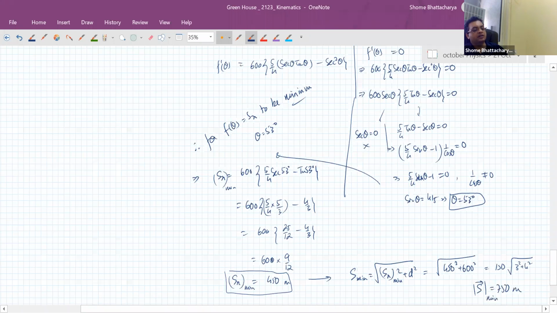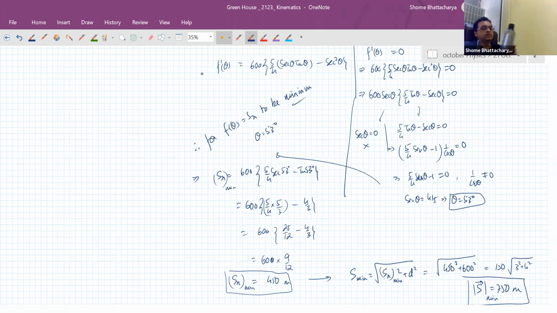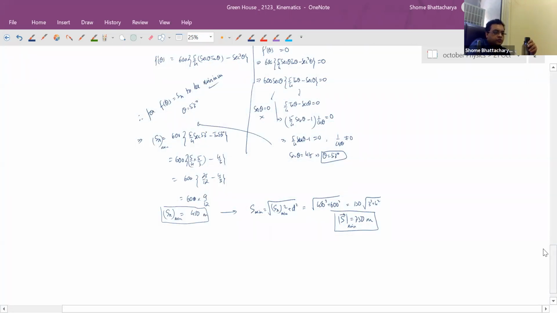So the minimum path length with which he can cross the river is 750 meters. And for that, he has to swim at an angle of theta equal to 53 degrees with respect to the perpendicular line. So that becomes the complete solution for this. So I'm just minimizing this a little further now, for you to go through this.